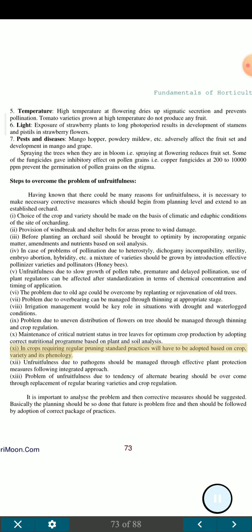XI. In crops requiring regular pruning, standard practices will have to be adopted based on crop, variety and its phenology. XII. Unfruitfulness due to pathogens should be managed through effective plant protection measures following an integrated approach. XIII. Problem of unfruitfulness due to tendency of alternate bearing should be overcome through replacement with regular bearing varieties and crop regulation. It is important to analyze the problem and then corrective measures should be suggested.